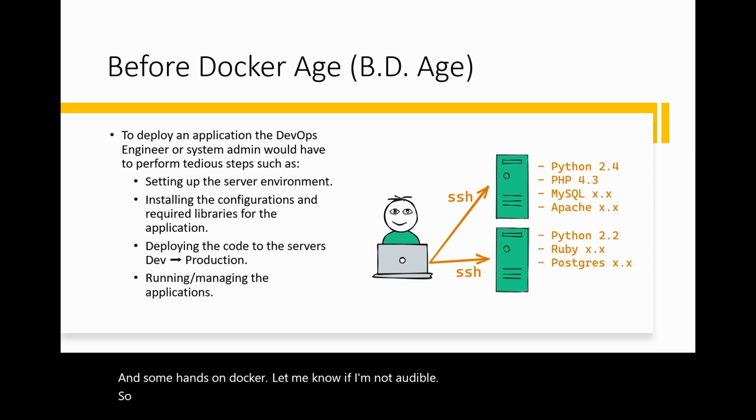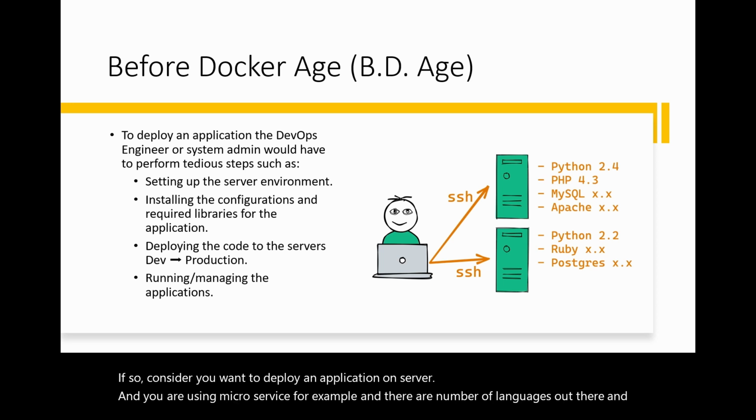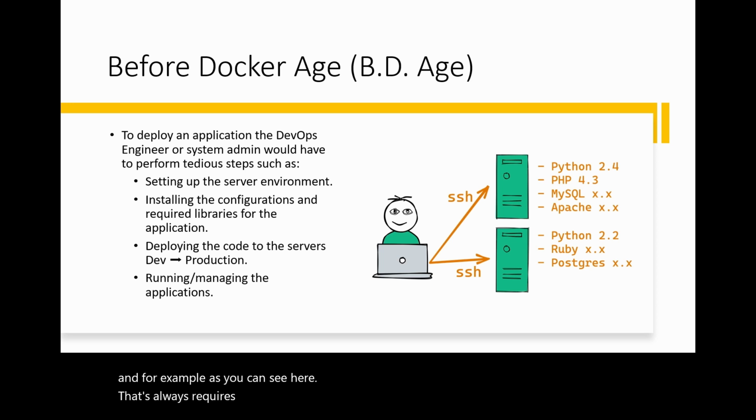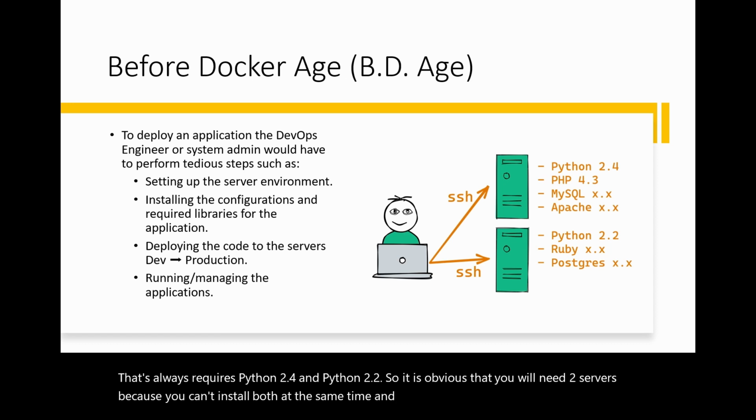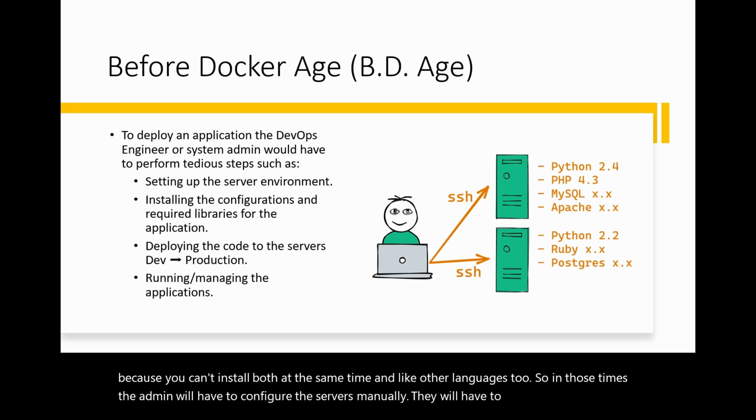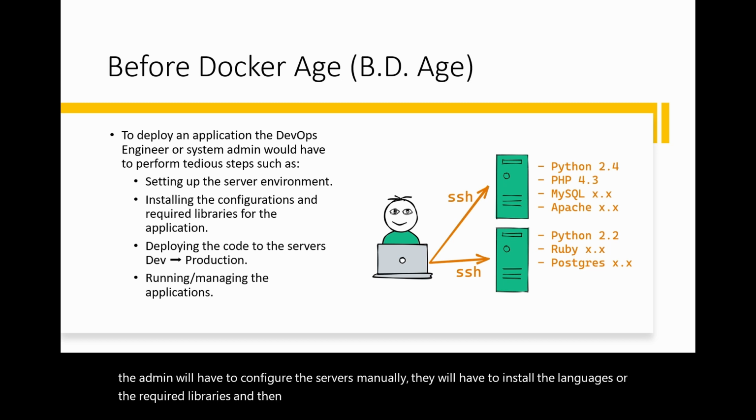So let's talk about the days before Docker was introduced and how deployments were done at those times. Before the Docker age, consider that DevOps engineers or system admins want to deploy an application on a server, and you are using microservices, for example, and there are n number of languages. As you can see here, the server requires Python 2.4 and Python 2.2. So it is obvious that you will need two servers because you can't install both at the same time, like other languages. So in those times the admin would have to configure the servers manually. They would have to install the languages or the required libraries, and then deploy the code from one environment to another, and that was a tedious job, to be honest.